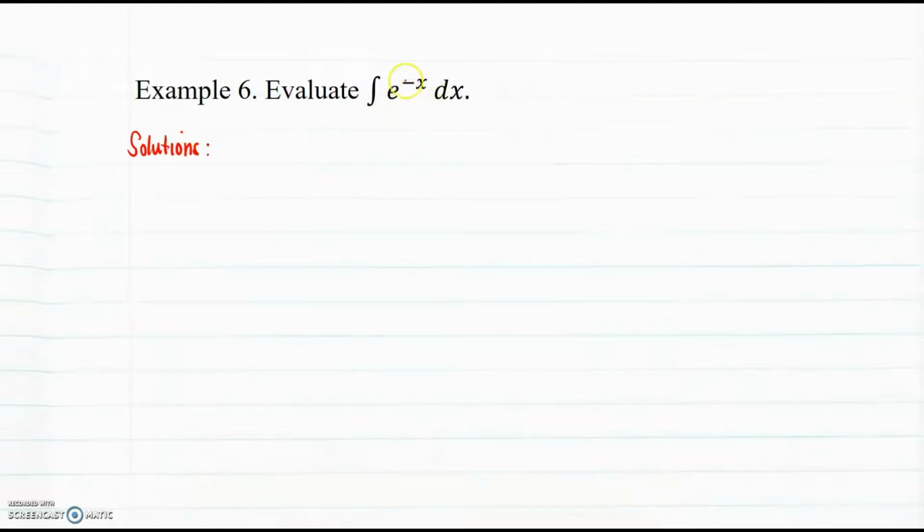So first step is to identify our u. We know that this is in exponential form, so we let our u be equal to negative x. Since u is equal to negative x, the derivative of u is du equals -1 dx. And since we notice that our integrand is not written in the form g of x times g prime of x, we need to solve for dx here.